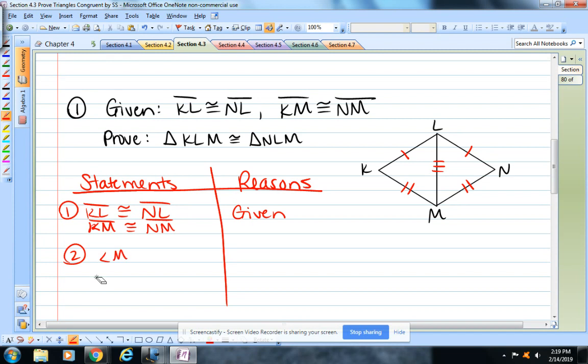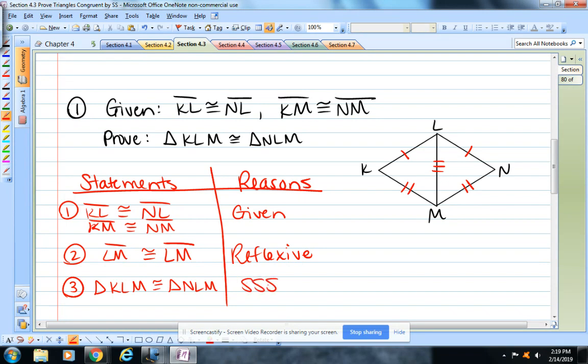LM is congruent to LM. That's supposed to look like an L, not an angle. What reason did we say? Reflexive property. Now do I have all three sides congruent? So then I say triangle, and make sure you have the letters in the right order, KLM is congruent to triangle NLM because of the side, side, side postulate. And you can abbreviate that SSS.